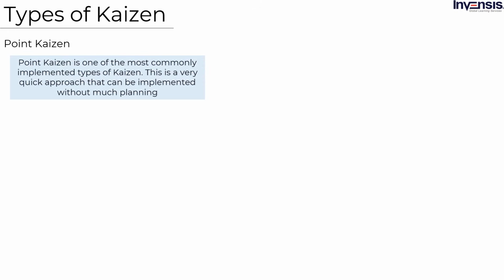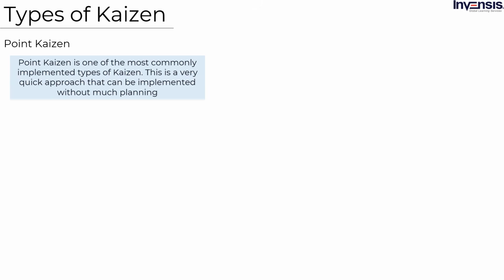First, we have Point Kaizen. Point Kaizen is one of the most commonly implemented types of Kaizen. This is a very quick approach that can be implemented without much planning. The term Point Kaizen is often associated with discrete events in a department or organization. As soon as something is broken or incorrect, quick and immediate measures can be taken to correct the issues. These measures may be small, isolated, and easy to implement. But they can have a huge impact on the system's productivity.